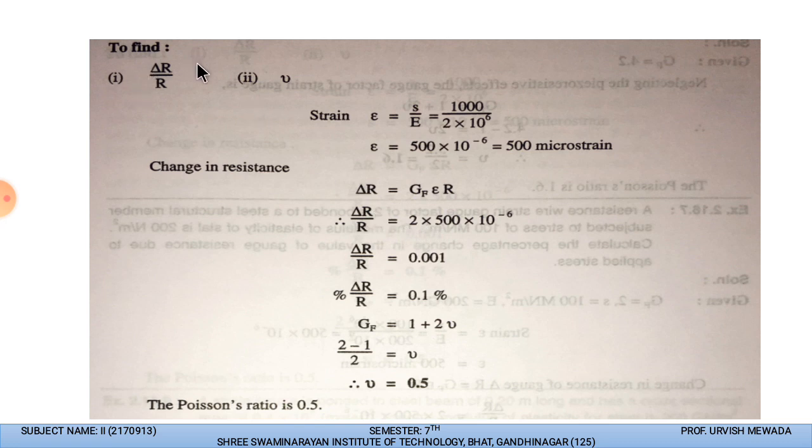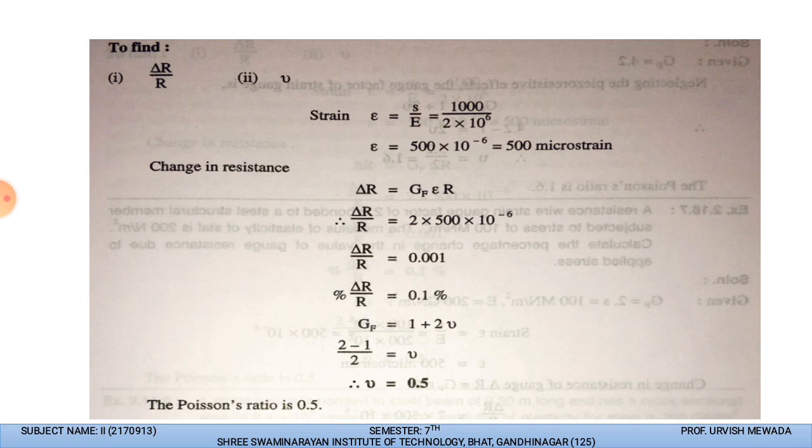So 2 into 500 into 10 raised to minus 6 will become 0.001. So percentage delta R by R is 0.1%. So this is the ratio of change in the resistance to the resistance, which is 0.1%.